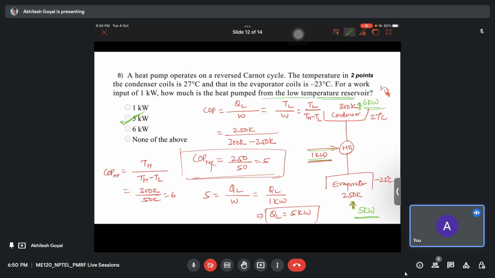Okay, so 5 kilowatt is the amount of energy that is pumped from the low temperature reservoir, and reservoir is at 250 Kelvin. Okay, so the answer is 5 kilowatt. And if it was asked how much is the heat pumped to the condenser or to the high temperature reservoir, the answer could be 6 kilowatt. Okay, yeah, so any doubt in this question? This is a very simple but conceptual question. So any doubt, anyone, you can ask.